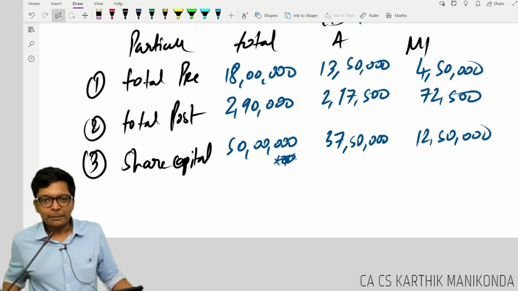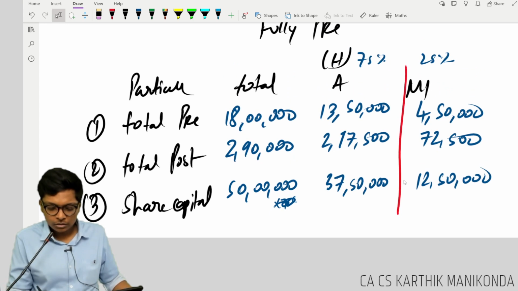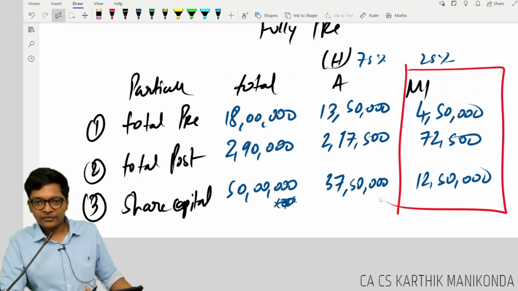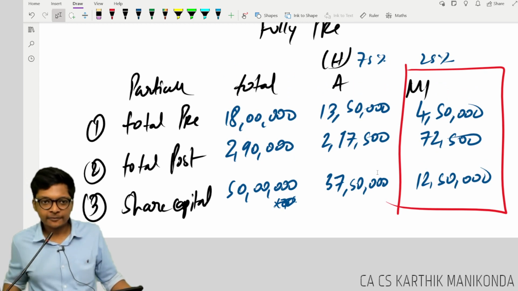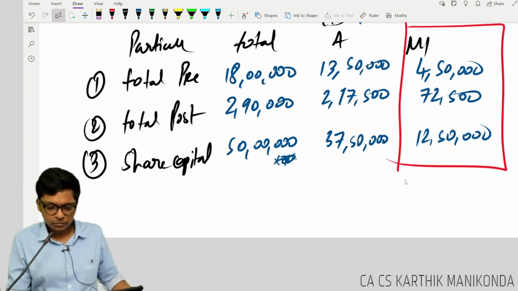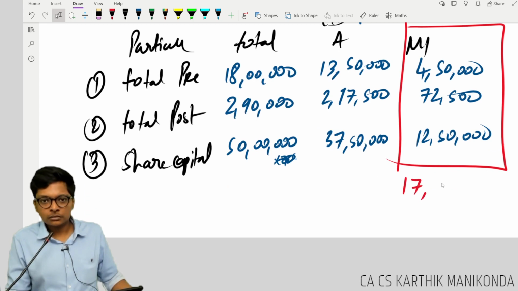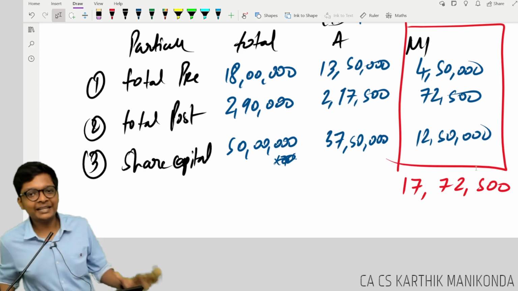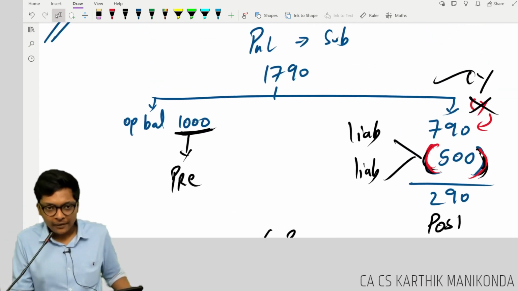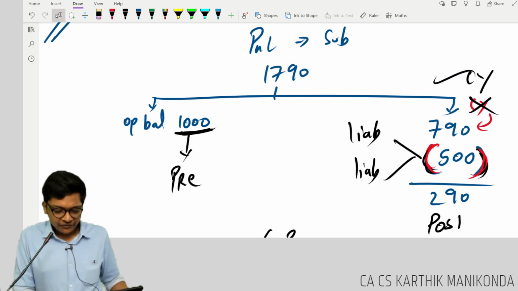Now follow. Minority is what, guys? Total of all of this. How much are you getting? 17 lakh 72,500. This will not tally with the book answer because we reduced 500. So the difference will be 500.